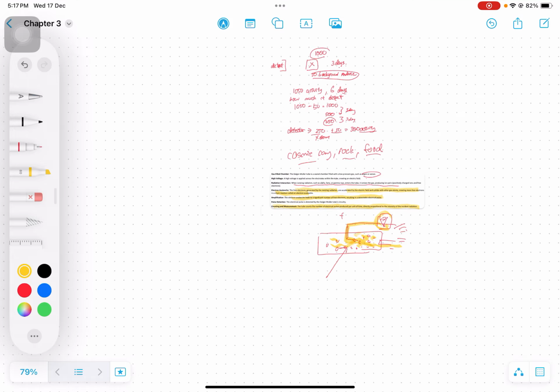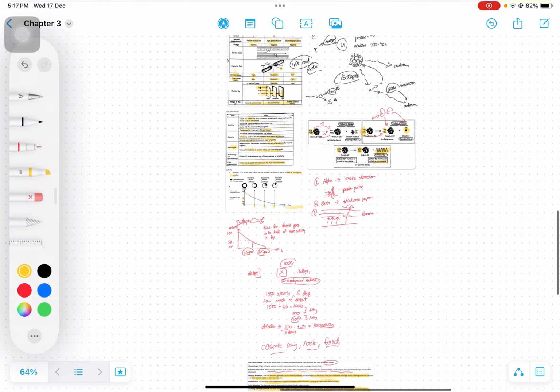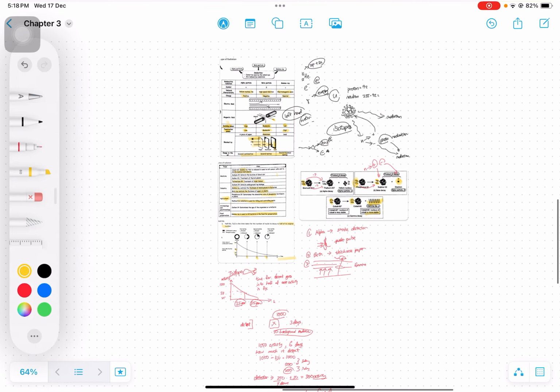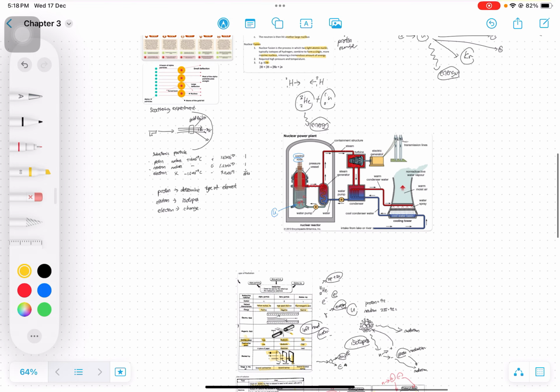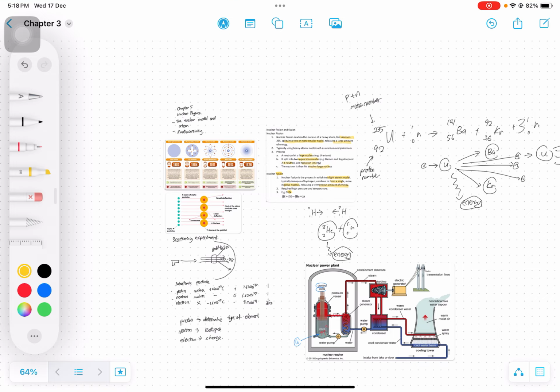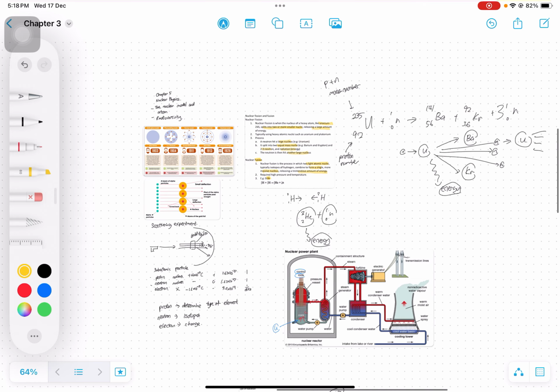So this is all of chapter 5: the types of radiation, uses of radiation, half-life, how radiation is detected, and nuclear physics, the model of the atom, and fusion. So this is how it is.